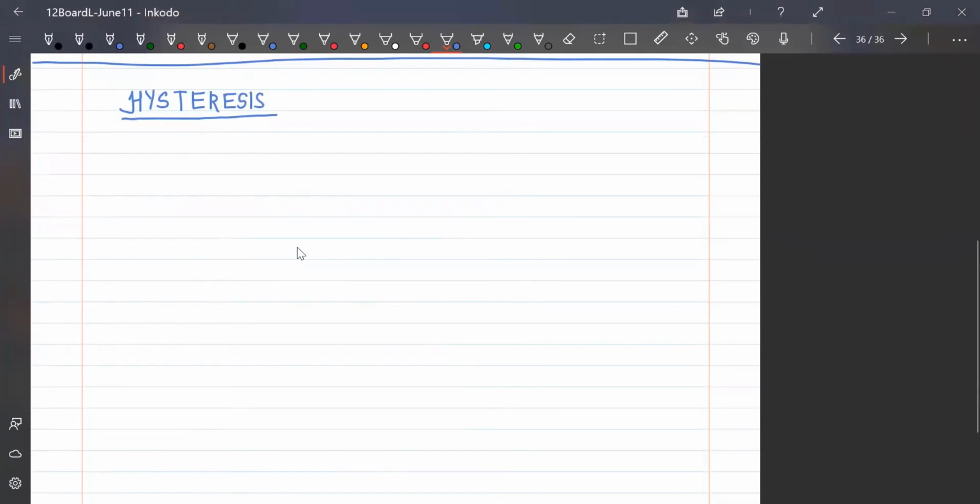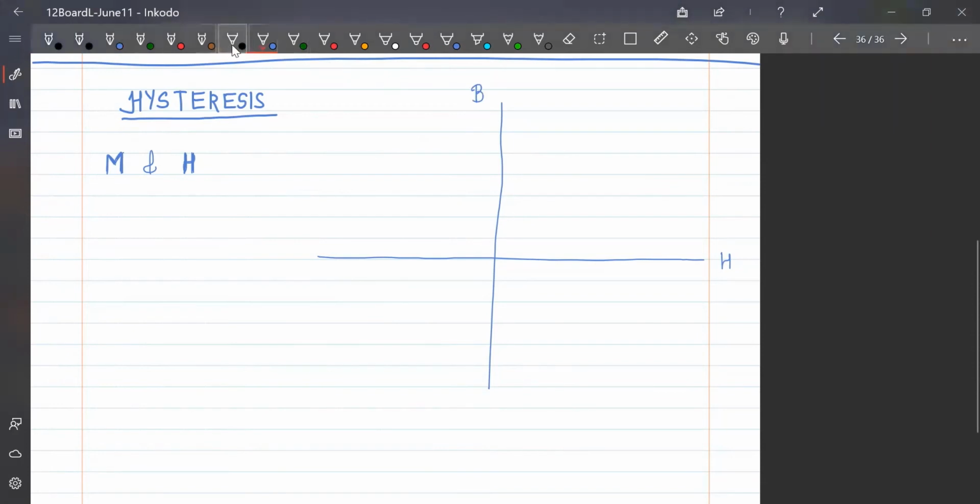So see, we're going to take up two quantities and draw a graph, and those two quantities will be magnetization M and H. Draw the graph between these two. So H will be drawn on this axis and B will be drawn on this axis. So the graph starts like this.